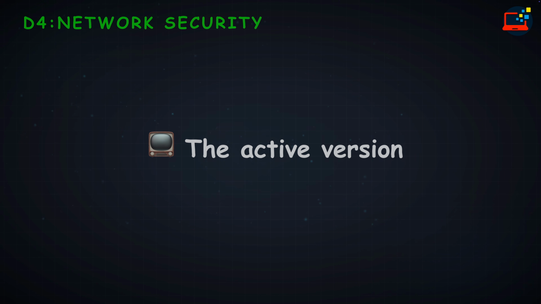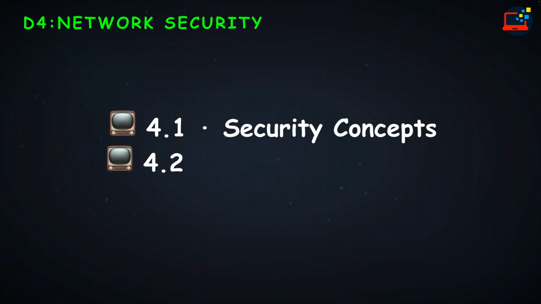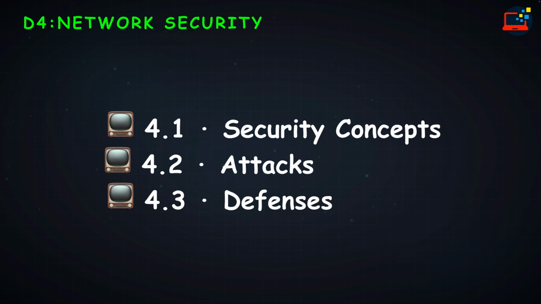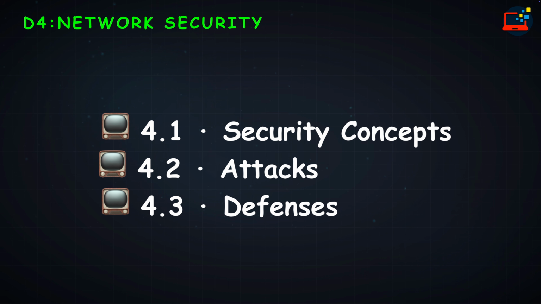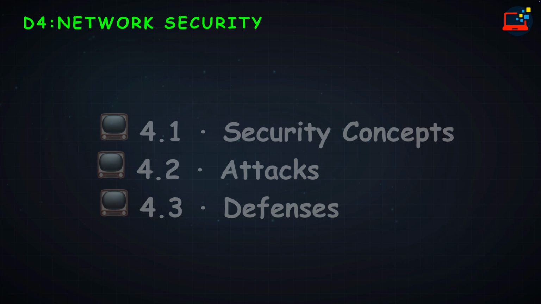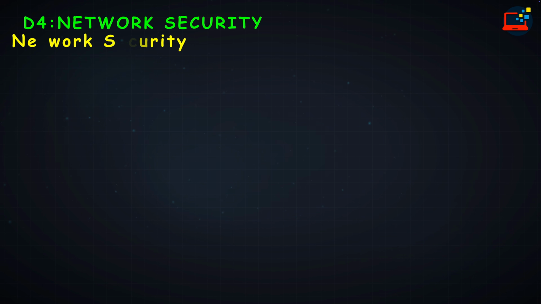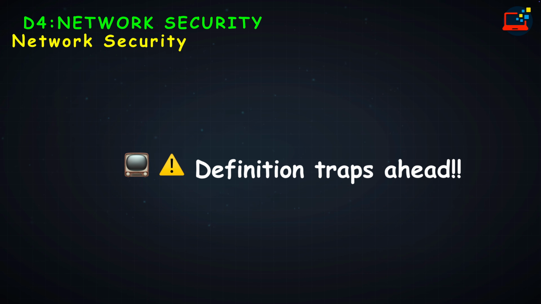Domain 4 has 3 sub-objectives: the core security concepts, the attacks you have to recognize on site, and the defenses that stop them. We start with the concepts because you cannot name an attack or pick a defense until you own the vocabulary the rest of the domain is built on. 4.1 is the security concepts. This is the widest sub-objective in the domain, the vocabulary chapter, and the exam mines it for definition traps.